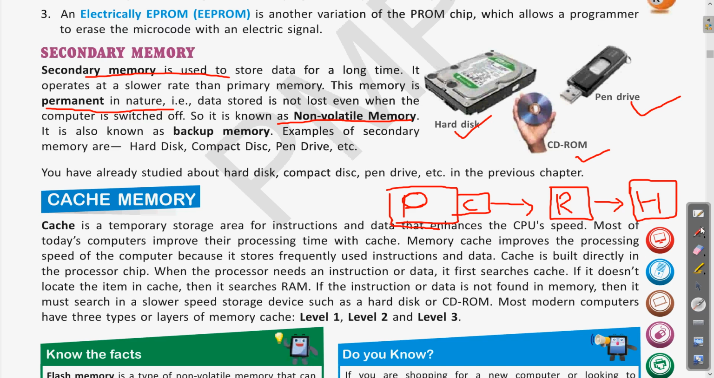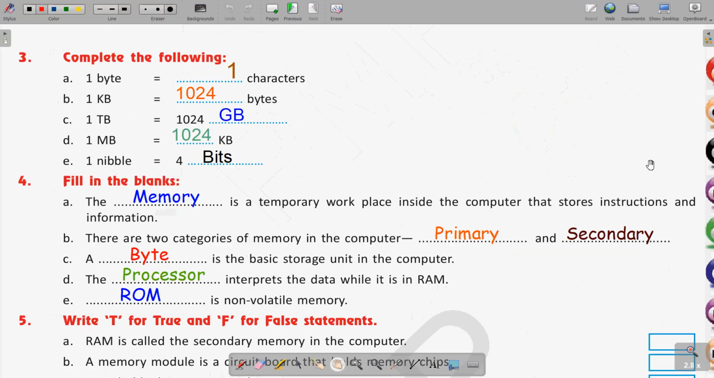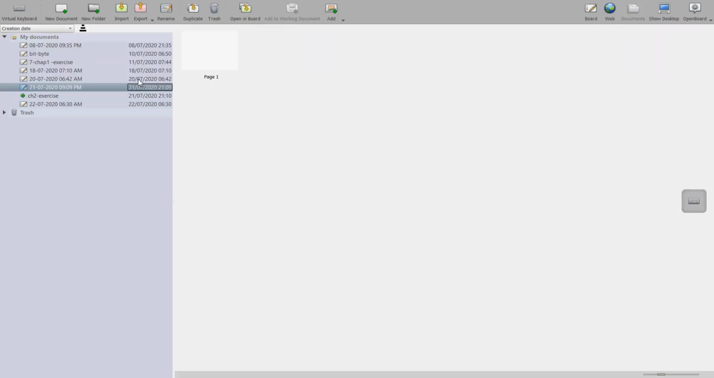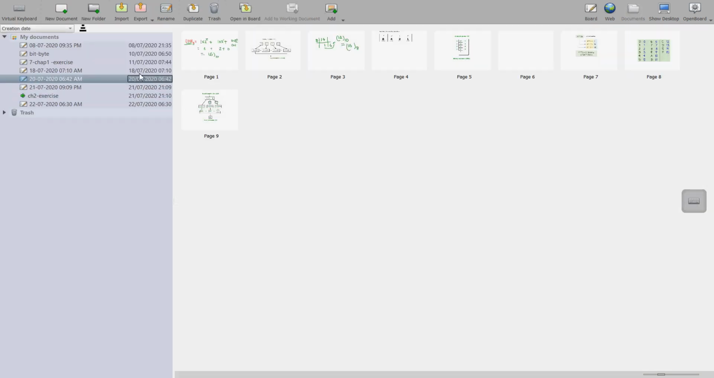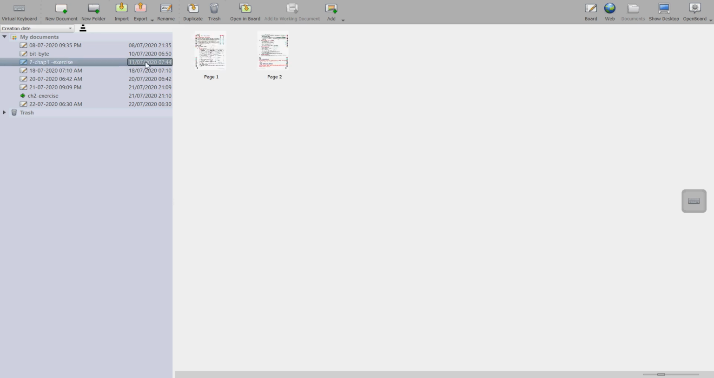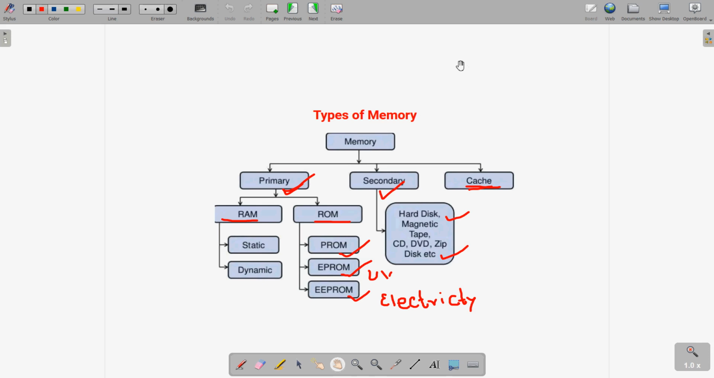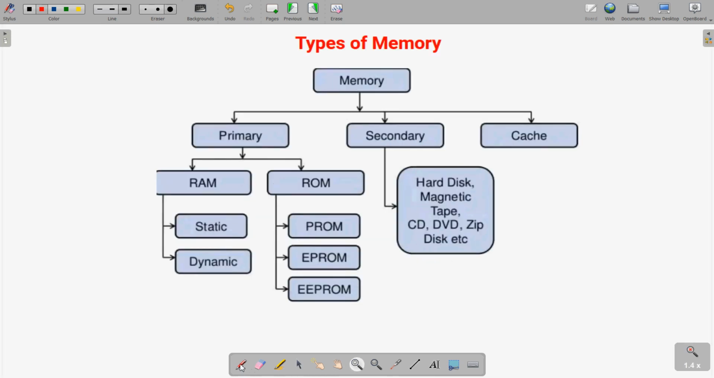Clear? If we summarize all these types, in the previous lesson I also showed you a picture where we saw the different types of memory. Let us see this. Here you can see the different types of memory. Let me zoom in once. I hope it is visible. In the primary memory we have seen the RAM and ROM, the two types of primary memory.